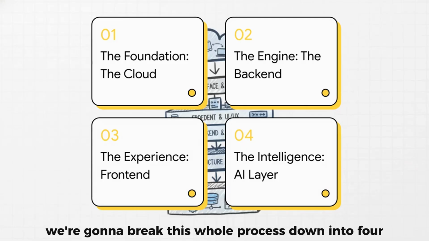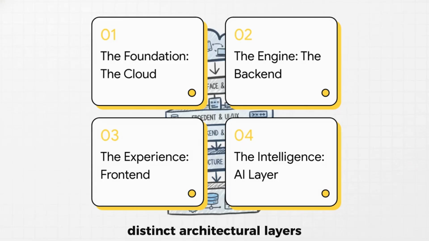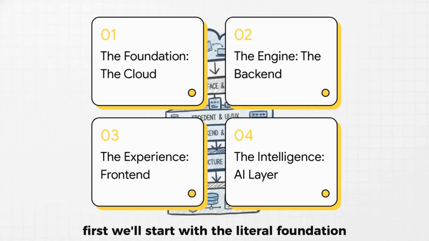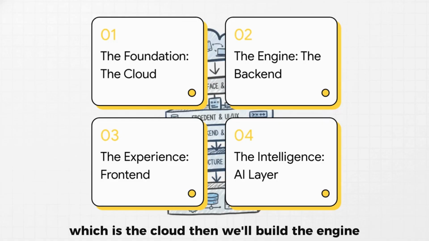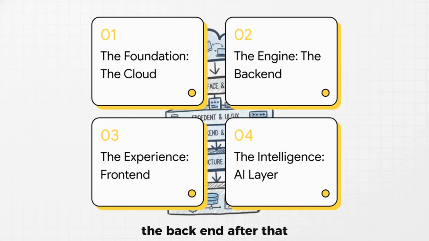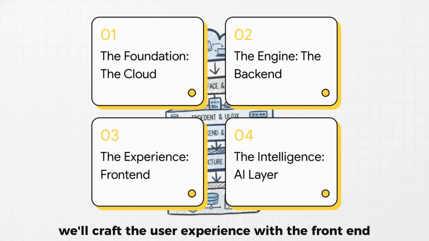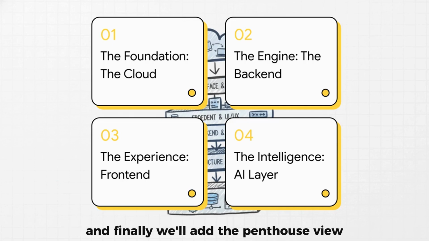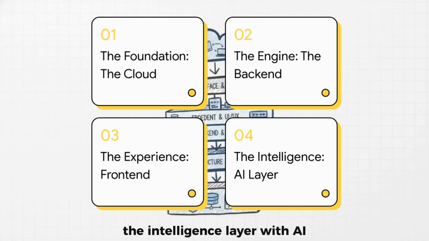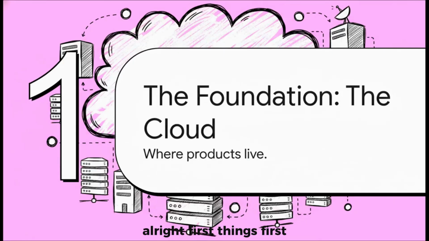We're going to break this whole process down into 4 distinct architectural layers. First, we'll start with the literal foundation, which is the cloud. Then we'll build the engine, the back end. After that, we'll craft the user experience with the front end. And finally, we'll add the penthouse view, the intelligence layer with AI. All right, first things first, the foundation, the cloud.